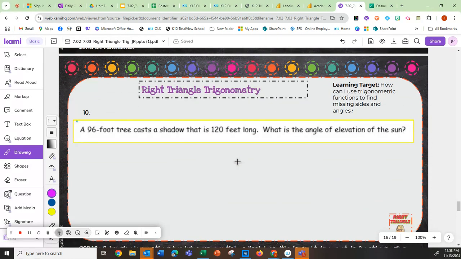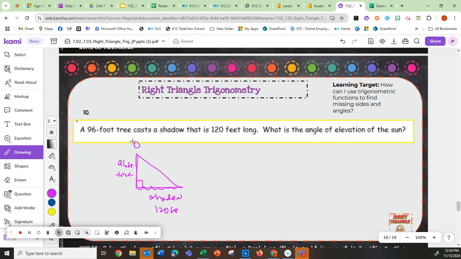Last one. A 96-foot tree. So again, I'm going to draw the right triangle. It doesn't have to be perfect. Here's your tree. Unless they tell you there's been a hurricane and the trees have all fallen down, it's always going to be the vertical leg. A 96-foot tree, so they're telling you how tall it is. Cast a shadow. Shadows are on the ground, so this would be the only piece of the right triangle that could be on the ground. That's 120 feet. What is the angle of elevation?